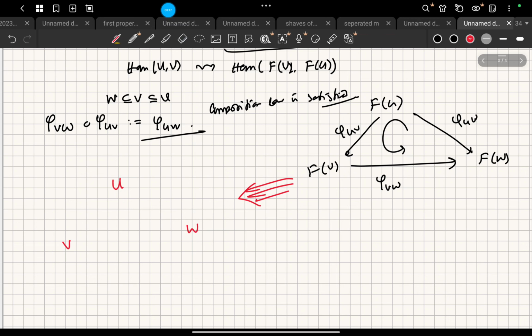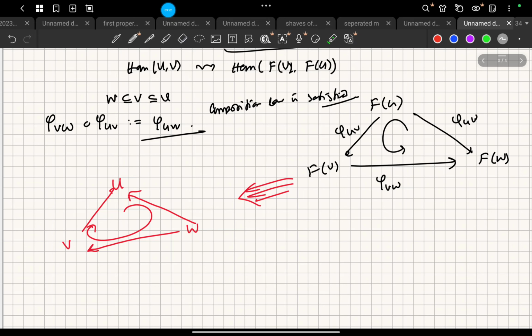Where the identity maps are there from W to V, from V to U, as well as from U to W. So of course these diagrams should come in, right? If you want to see any element of W in U, first you have to consider it in V, then you consider it in U. So this diagram should come in. Now this commutativity is preserved in this case also.